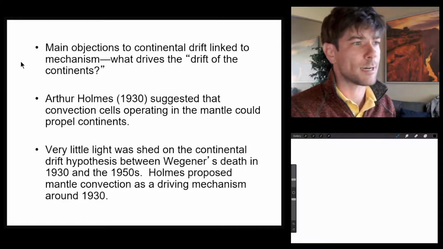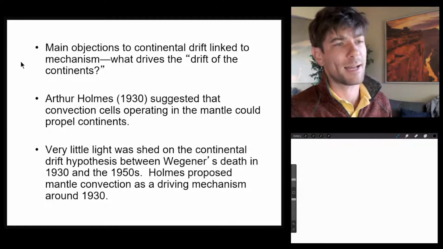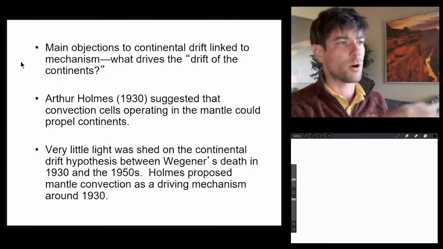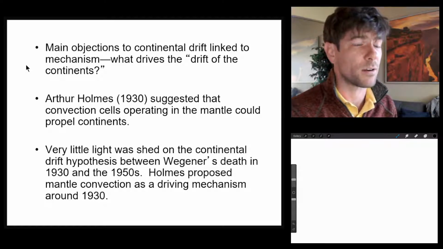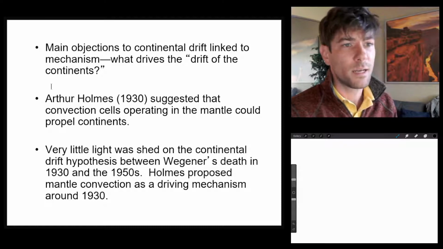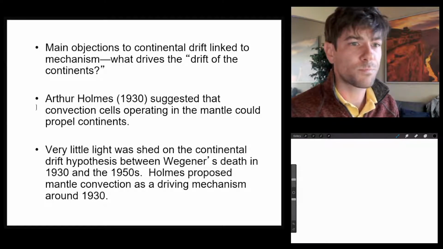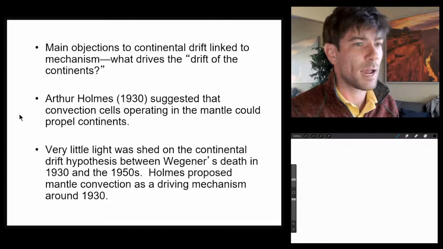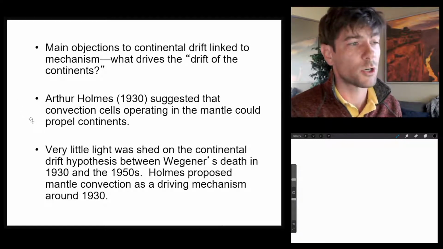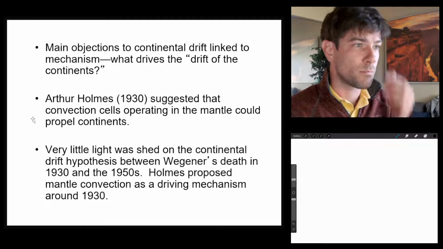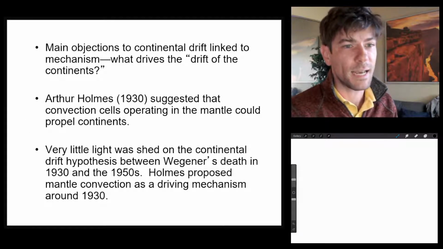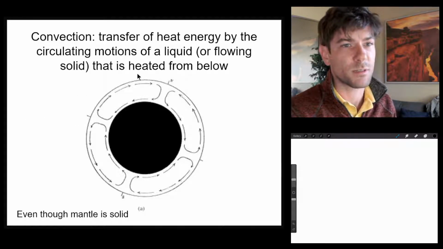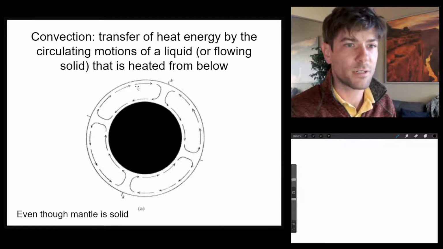continental motion. The workers at the time were imagining these continents just kind of plowing through ocean crust, and that didn't make a whole lot of sense. Certainly we can't see them doing that on human timescales. But shortly after, a man named Arthur Holmes in the 30s suggested that perhaps convection cells operating in the mantle could provide the force or the motion necessary to produce this continental drift. Okay, and he came up with this model of large-scale convection cells operating within the Earth's interior.